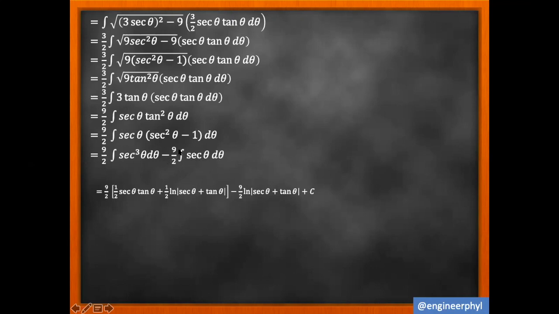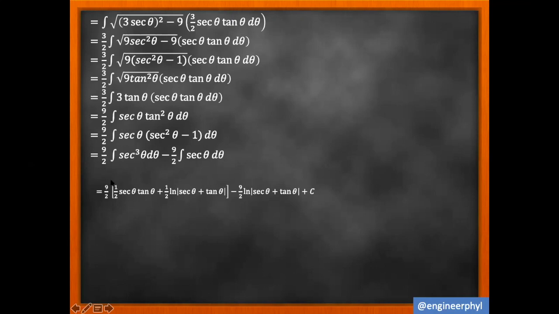Okay, minus the second term, which is the integral of secant theta. So we simply copy the constant 9 over 2, and the integral of secant theta d theta is ln of secant theta plus tangent theta. So we put plus c. But this is not our final answer since theta is not the original variable. So we need to bring back the variable x. But before that, we need to simplify this since we can see similar terms: ln of secant theta plus tangent theta, and also in the last term.